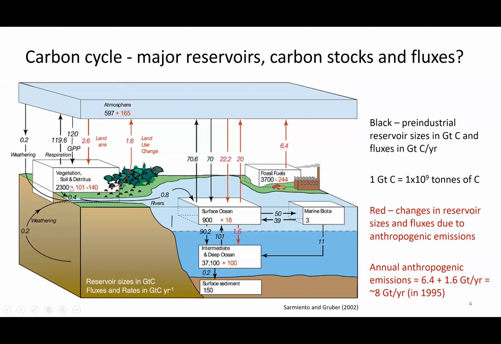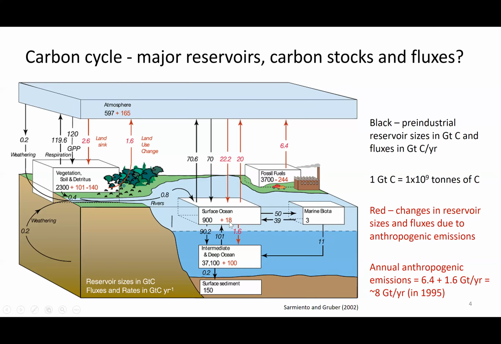Then we have, over here, what's called vegetation, soil, and detritus. This would be otherwise known as the terrestrial biosphere. And that has this number here of 2,300 gigatons of carbon. So the terrestrial biosphere is about 4 times the size of the atmosphere.